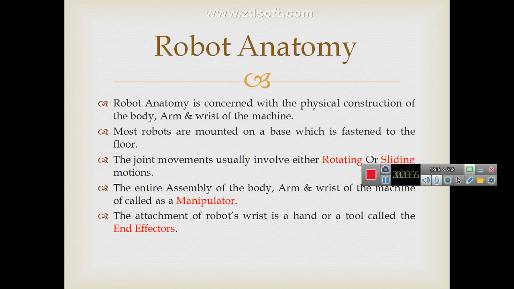So the manipulator is the main part of the robot, which carries out the work of the robot. Then the hand or tool connected to the robot is called the end effector. Okay, so finally the work is carried out using tools, which is another name for the end effector.